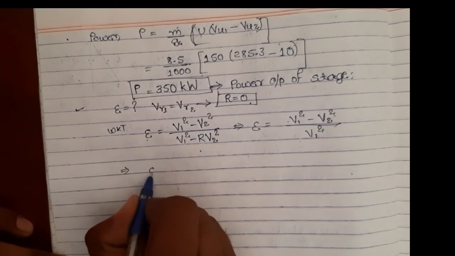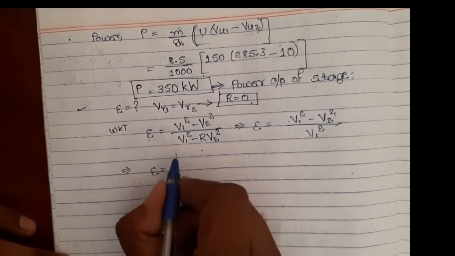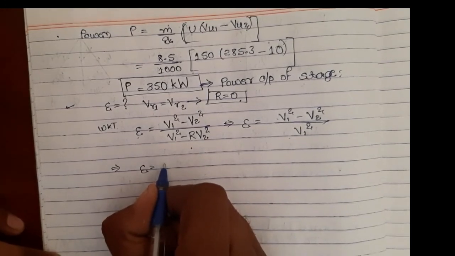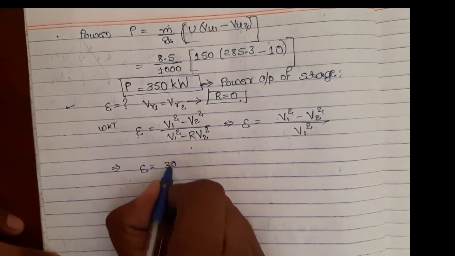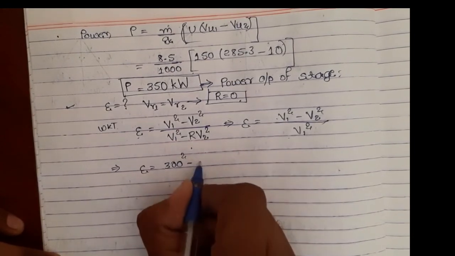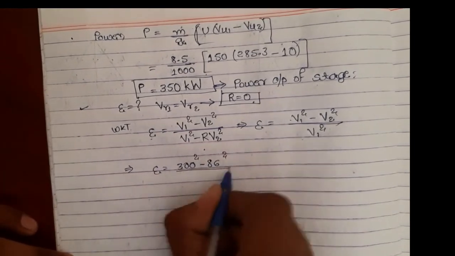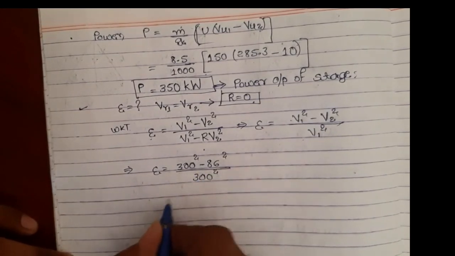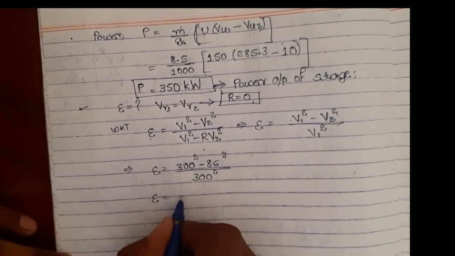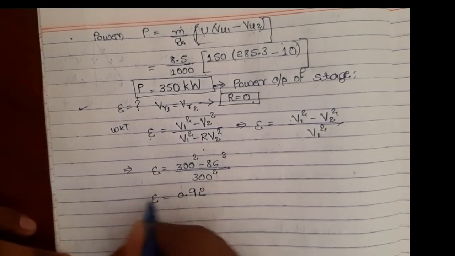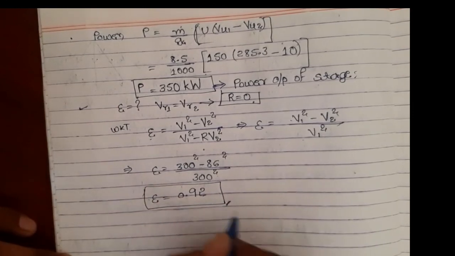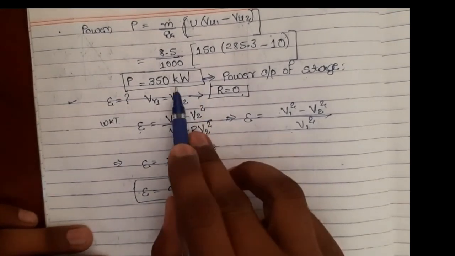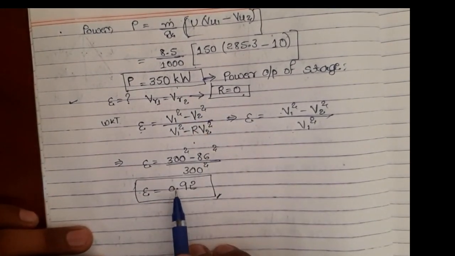In the calculation part, we have calculated all the velocities, so let us substitute them. Epsilon is equal to V1, which is 300, so 300 square minus 86 square, divided by 300 square. Upon the calculation, we will get 0.92 as the utilization factor. So this is the problem wherein we calculated power and utilization factor upon the given conditions.